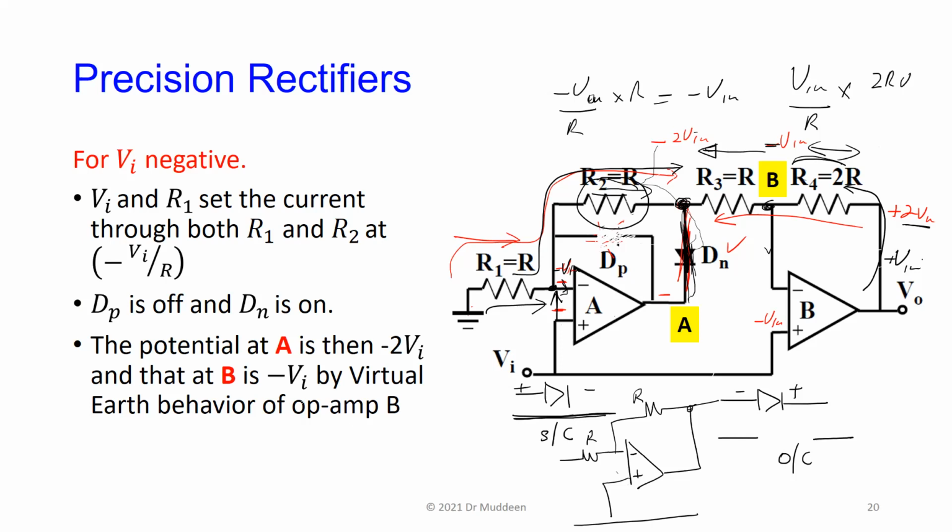Here's grounded. All right, so I have a question: how could you have VN on the output and then 2 VN? Positive 2 VN. Yeah, this is the voltage drop across here, not the output.